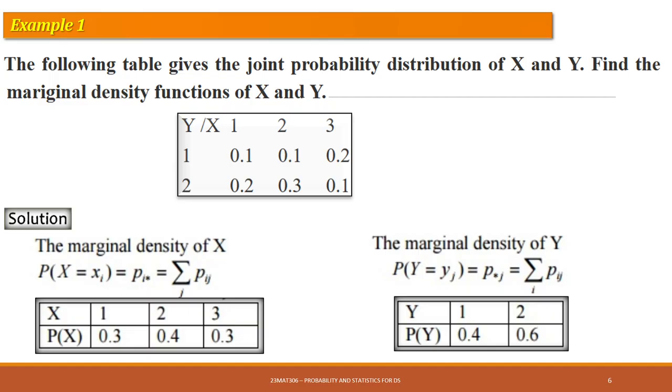Now we will go into the problem. The following table gives the joint probability distribution of x and y. Find the marginal density function of x and y. So the functions are given. What is the marginal density formula?